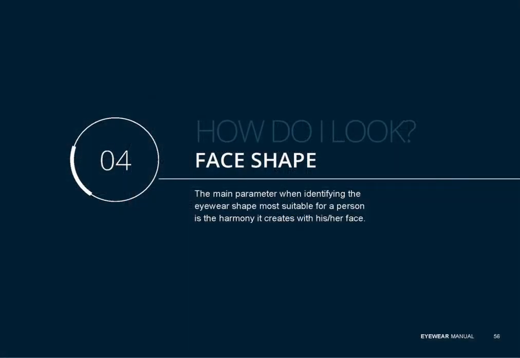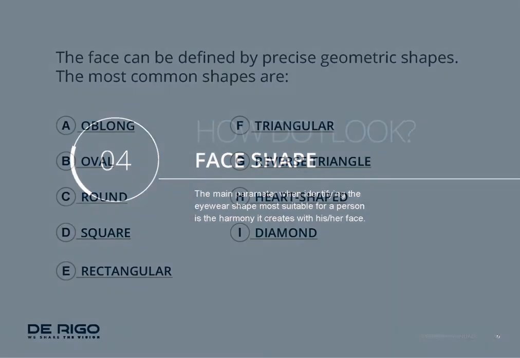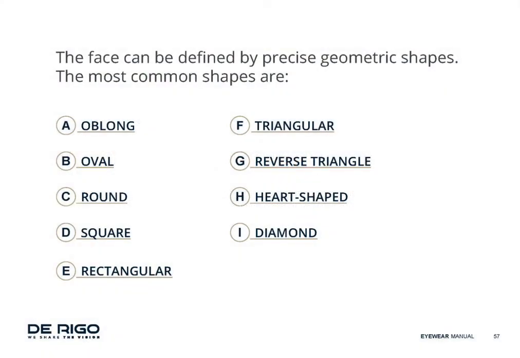Face shape. The main parameter when identifying the eyewear shape most suitable for a person is the harmony it creates with his or her face. The face can be defined by precise geometric shapes. The most common shapes are oblong, oval, round, square, rectangular, triangular, reverse triangle, heart shape, and diamond.